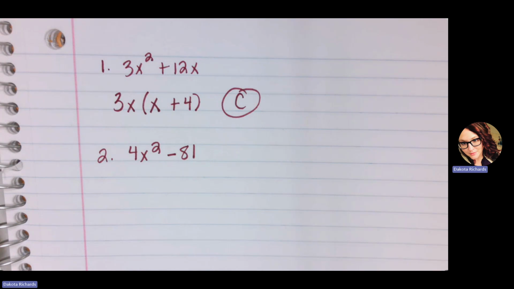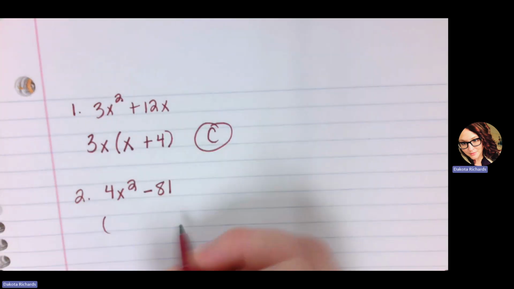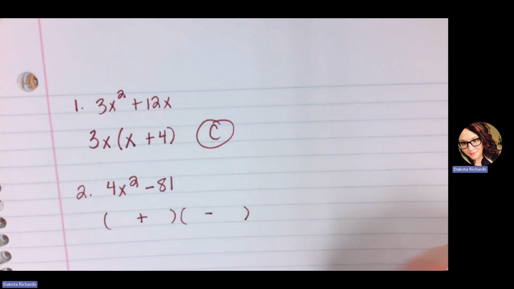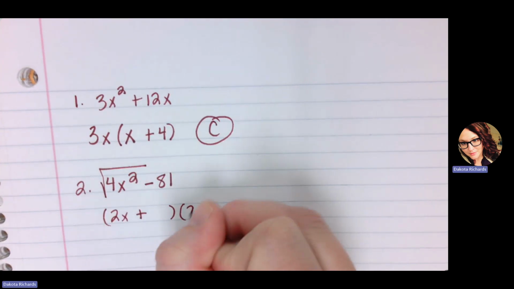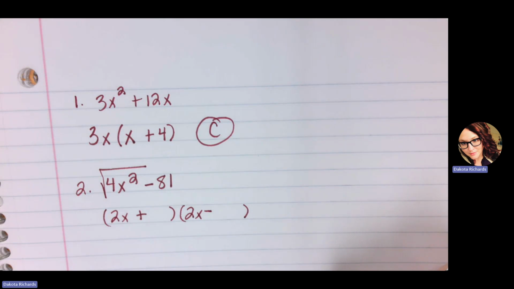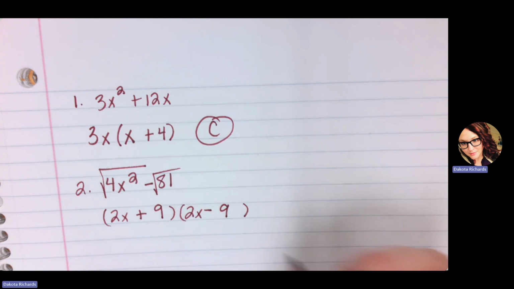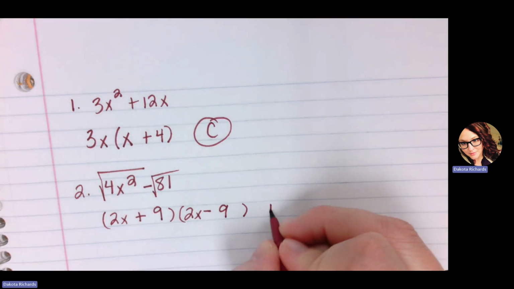Is this a difference of 2 squares? The answer is yes. 4 is a perfect square. X squared is a perfect square, so is 81. So we're going to have 2 sets of parentheses. You have a plus and a minus. The square root of 4x squared is 2x. 2x times 2x is 4x squared. The square root of 81 is 9. So you have 2x plus 9 and 2x minus 9. That is answer choice D.